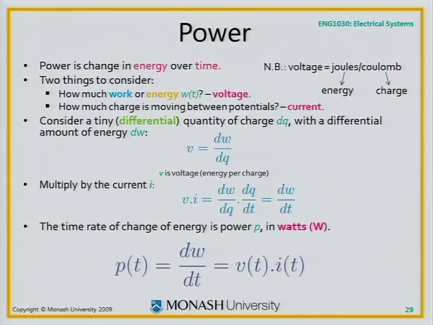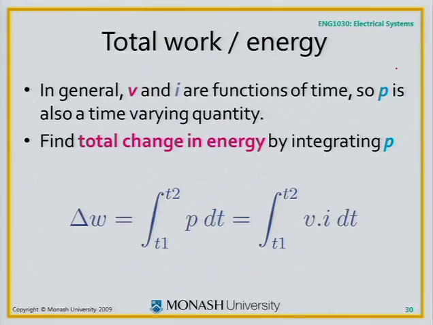We have already done that. That's what we did before. Instead of using differentials, we just used deltas. But that's the argument that we just went through a little while ago to end up with the power absorbed being V times I. If you wanted to get the total change in energy, you integrate the power. To get the power, you differentiate the energy. To get the change in energy, you integrate the power.